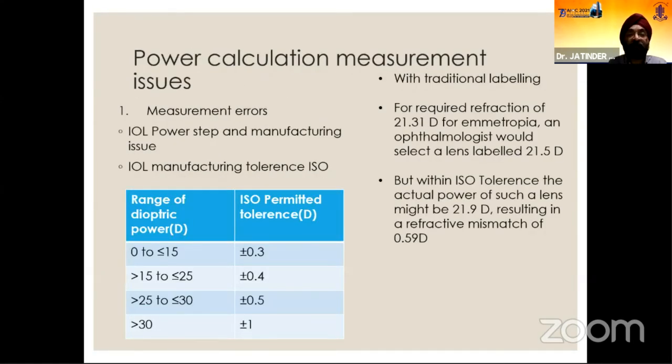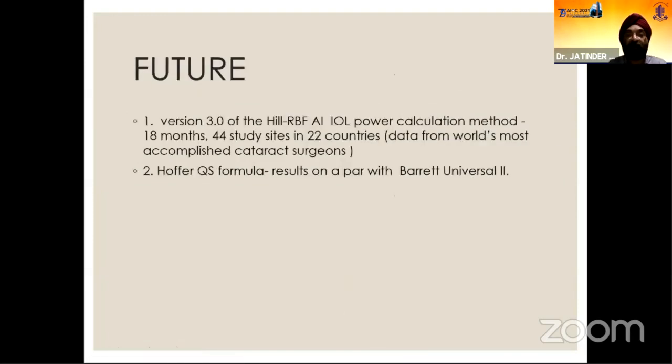Another thing is that besides measurement error, the ISO permitted tolerance with the different IOL power also makes some error creep in. With less than 15 diopter, ISO permitted tolerance is 0.3 diopter, and for more than 25 to 30, it is 0.5 diopter. Suppose I want to implant 21.3 diopter, but the lens available is 21.5 diopter, and the error permitted is 0.4. So what I'll be having is 0.59 diopter of error because of this ISO permitted tolerance.